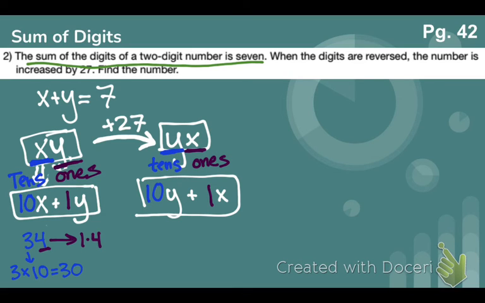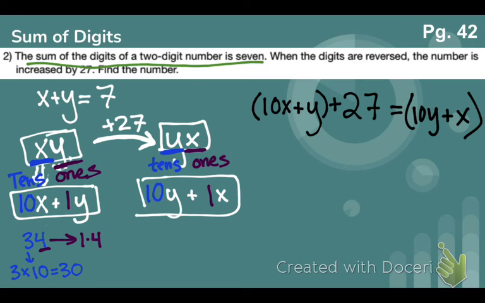I'm going to now rewrite what we have for xy all together. And I'm going to write 10x plus y plus 27, because we're increasing by 27, equals 10y plus x. Does everyone understand how I went from here to here? What questions do we have about that?